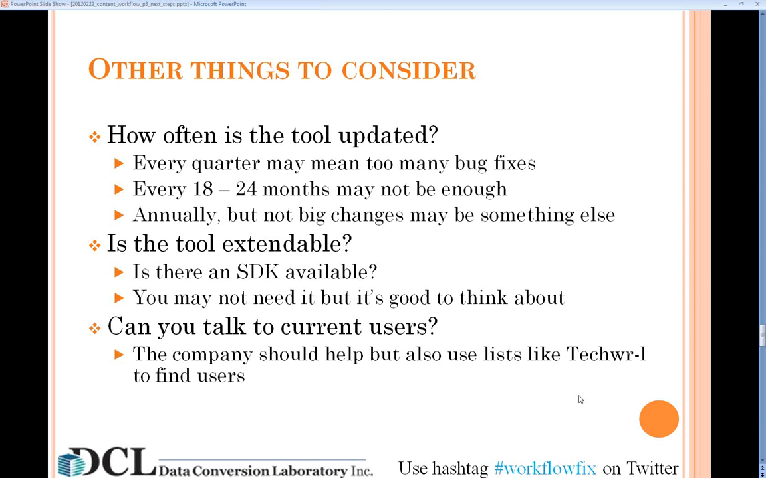And then, can you talk to current users? Now, when you ask the vendor if you can, they'll probably give you a list of people that they know for a fact are very, very happy, because they're not going to give you a list of people they know for a fact are very, very unhappy. That would not help their sale. So they should be able to give you a list of people who are very, very happy, and you absolutely should talk to them. But you should also use lists like TechWhirler or HAT or Framers or any other lists to see if you can find just regular people.